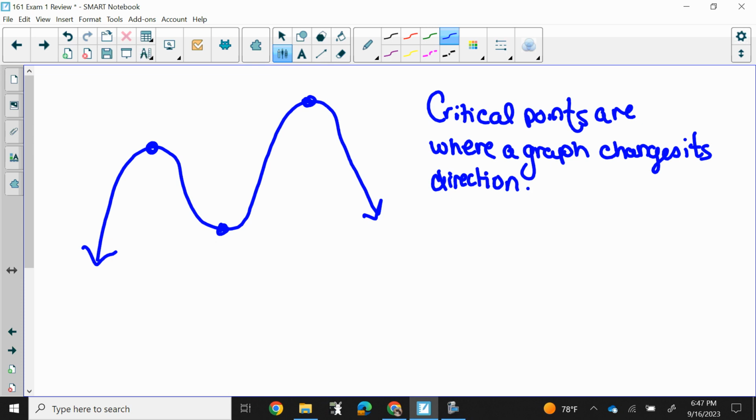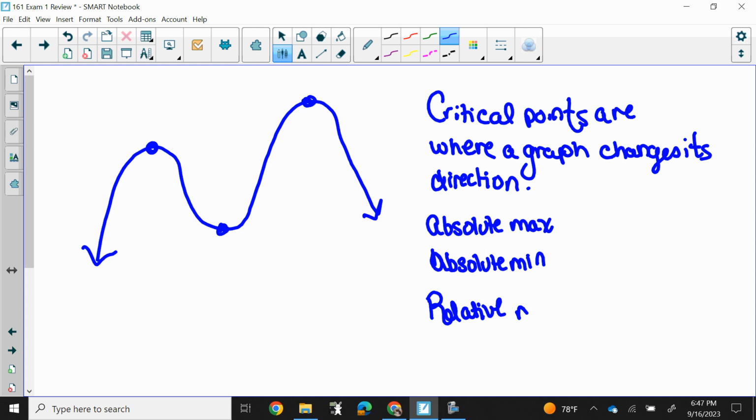You can have an absolute maximum, or an absolute min, or you could have a relative max, or a relative min, or both. Okay, so if I was talking about an absolute max, I'd be talking about the vertex, the highest point of the entire graph.